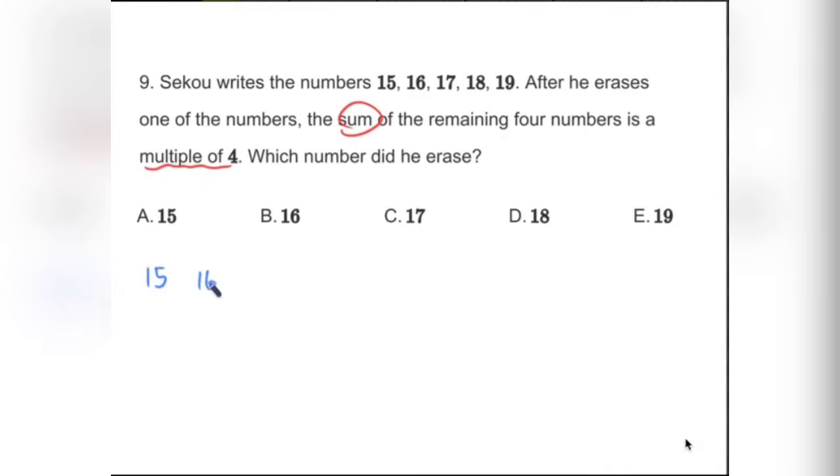Firstly, let's try to analyze. For these 5 numbers, is 15 divisible by 4? No. So what is the remainder? Okay, good. The remainder should be 3. So 15 divided by 4, you get remainder 3, right? And then following this, what about 16? Yes, 16 is divisible by 4, so there's no remainder. What about 17? Remainder 1. And next one, 18 divided by 4, remainder 2. And then following this, 19, remainder 3.